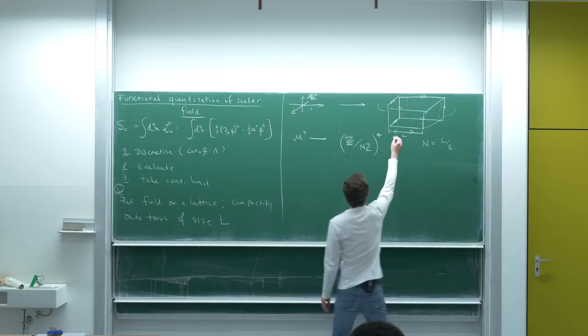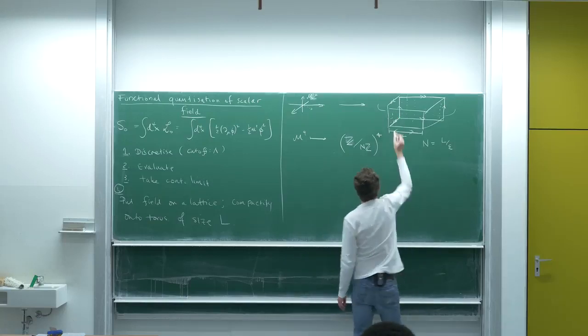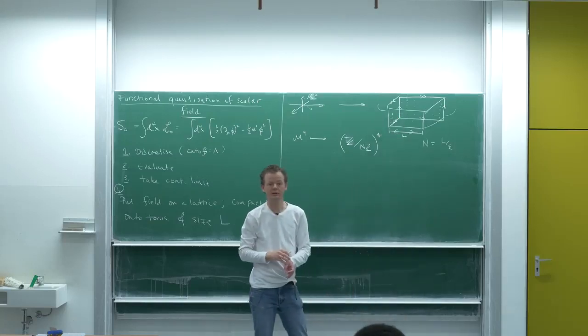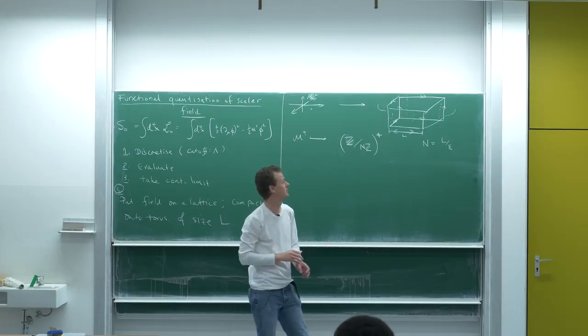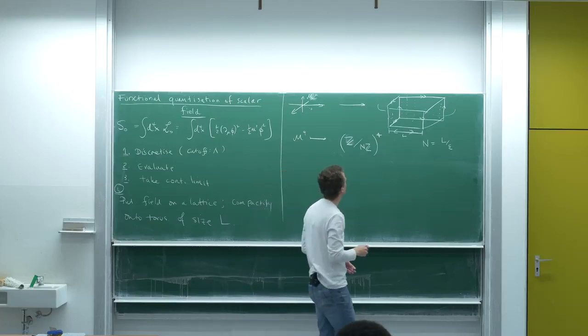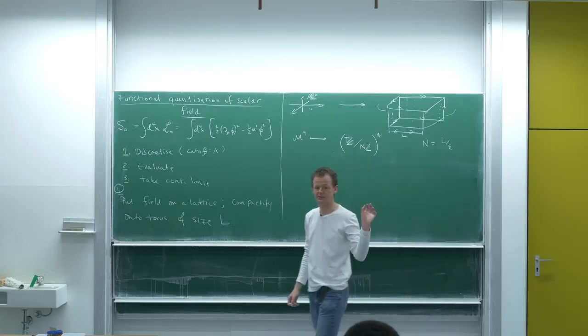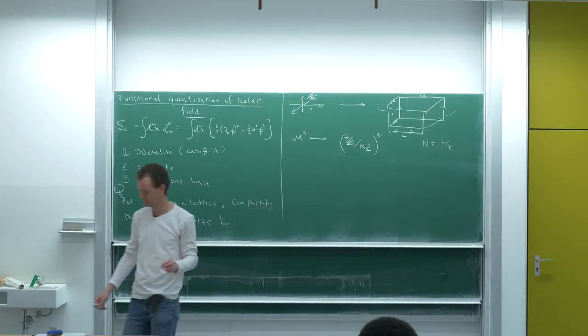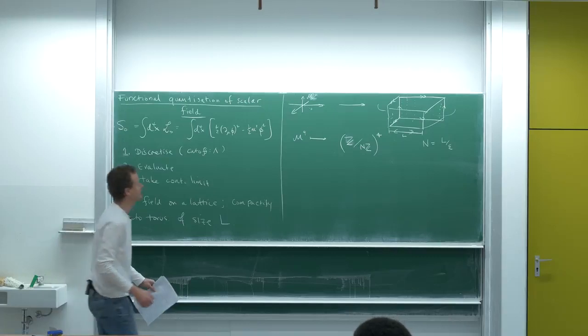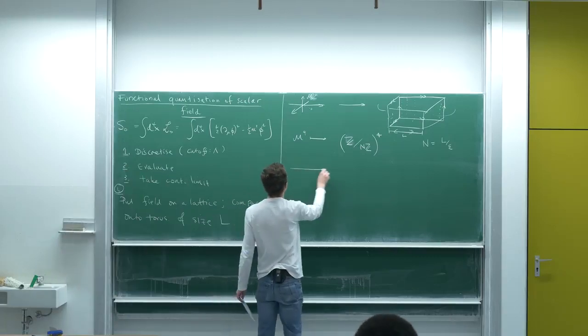And then we discretize the interior of our lattice into n to the 4 points, where n is given by L divided by epsilon. Epsilon is the lattice spacing between the lattice points. Four-dimensional pictures are hard to draw, so just think of the one-dimensional cartoon.